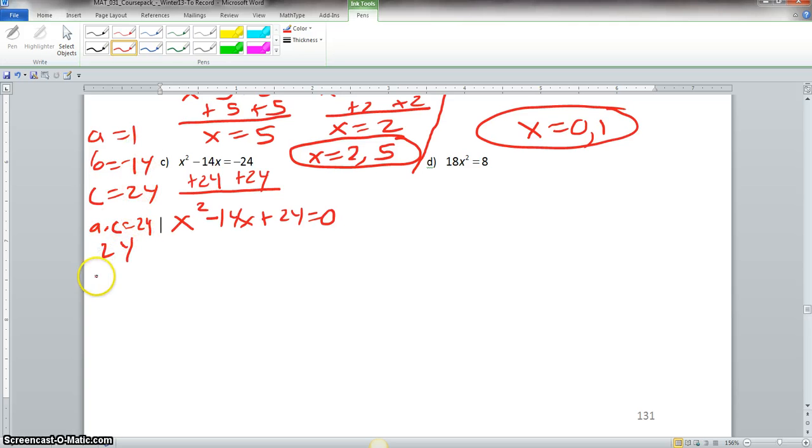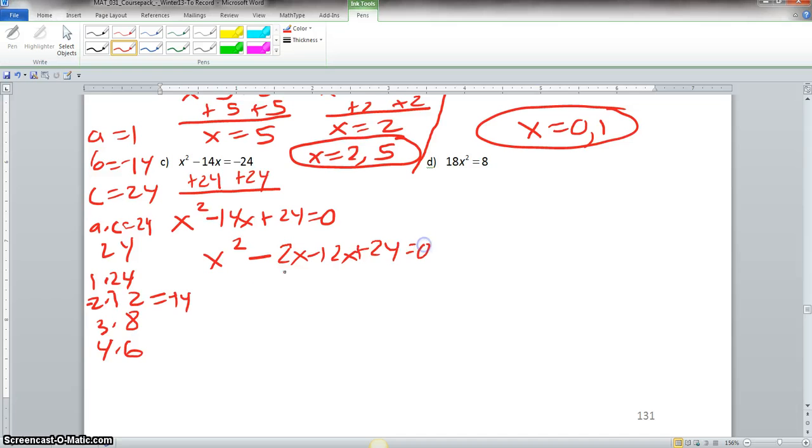So now we take the factors of 24, which would be 1 and 24, 2 and 12, 3 and 8, and 4 and 6. Now, since a times c is positive and b is negative, that means that all of these values will be negative. So you can mark that on your paper, but the two values that we will end up concentrating on is the negative 2 and the negative 12. So that'll be negative 14. So now we substitute. We have x squared minus 2x minus 12x plus 24 is equal to 0.